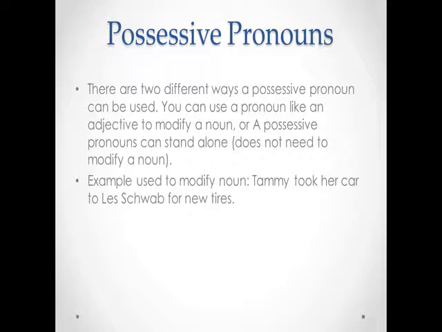Her is the pronoun referring back to Tammy, which is the antecedent. When you look at her car, her is being used as an adjective to describe the car. So her car. Whose car is it? It's her car. So that's one way a possessive pronoun could be used.